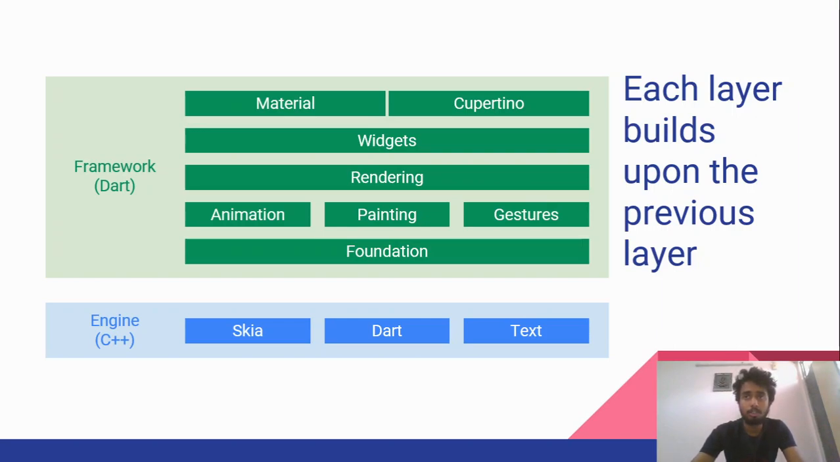This slide shows how the Flutter framework works. The framework has Material, Cupertino, widgets, rendering, animation, painting, gestures, and foundation. Here, each layer builds upon the previous layer. The C++ engine has Skia, Dart, and Text. Skia is a graphics engine that Android uses. This one is built directly from the source and compiled whenever you build Flutter. The text engine is from Blink, and the rendering engine is from Chromium.